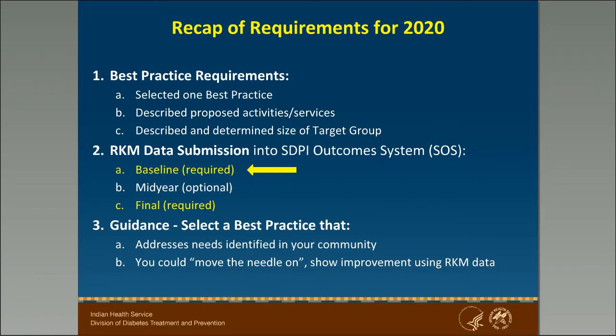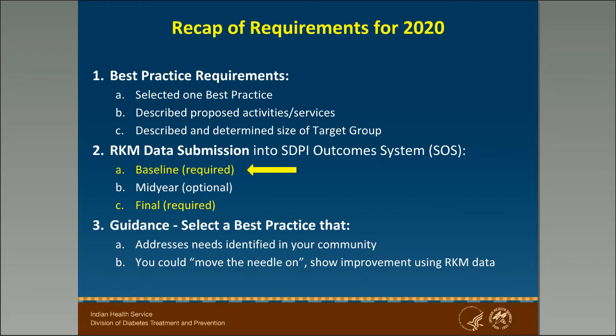So just a recap of the requirements for SDPI grantees. All grantees are required to select one best practice. We have about 19 available. They were to describe those activities and services for that selected best practice, and then describe and determine their target group size. All this information is provided in that 2020 project narrative that you submitted with your application. And you can retrieve that if you ever need in Grant Solutions. Look into your grant history, and you should be able to download and look at your 2020 application, including your project narrative.